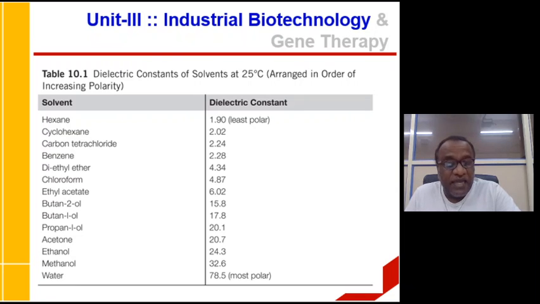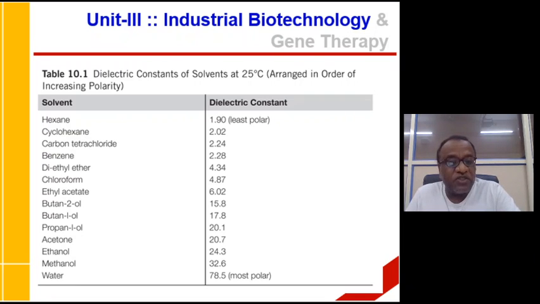Right. So the dielectric constant is a measure of the degree of molar polarization of a compound. So if you know this value, then it is possible to predict whether a compound will be polar or non-polar, with a high value indicating a highly polar compound.